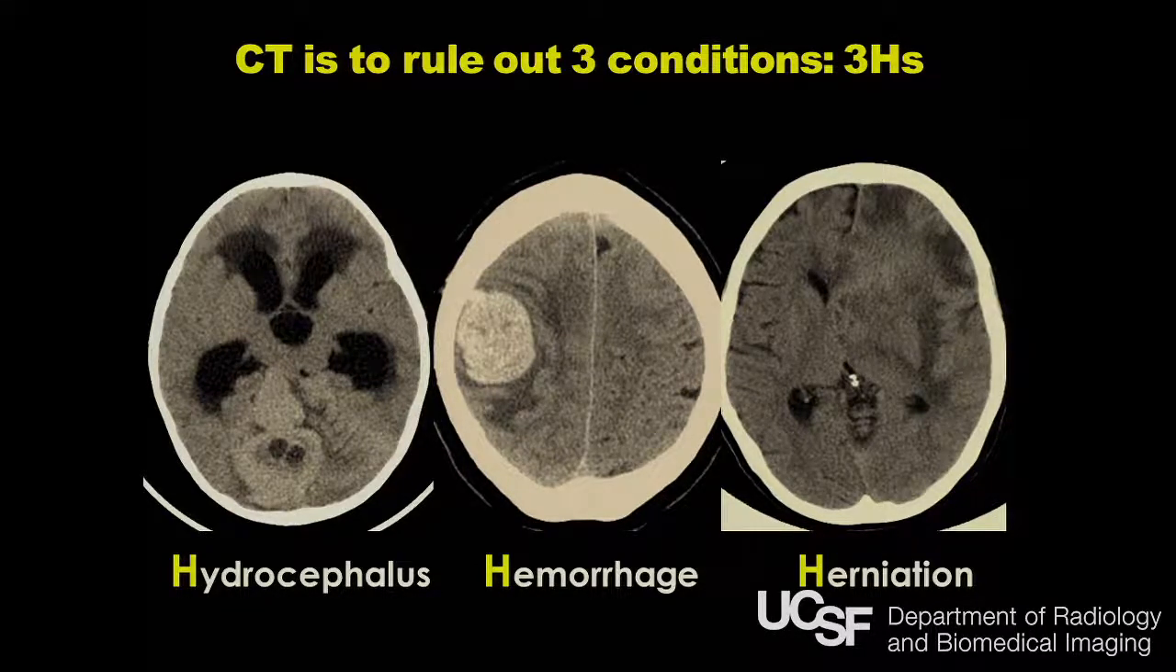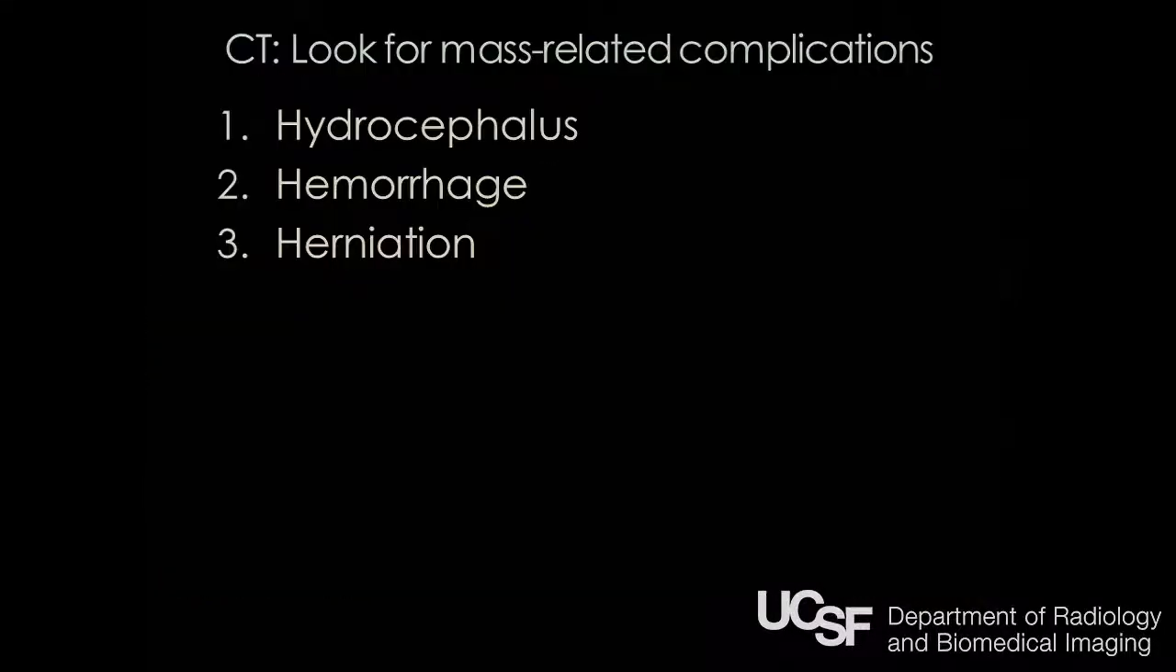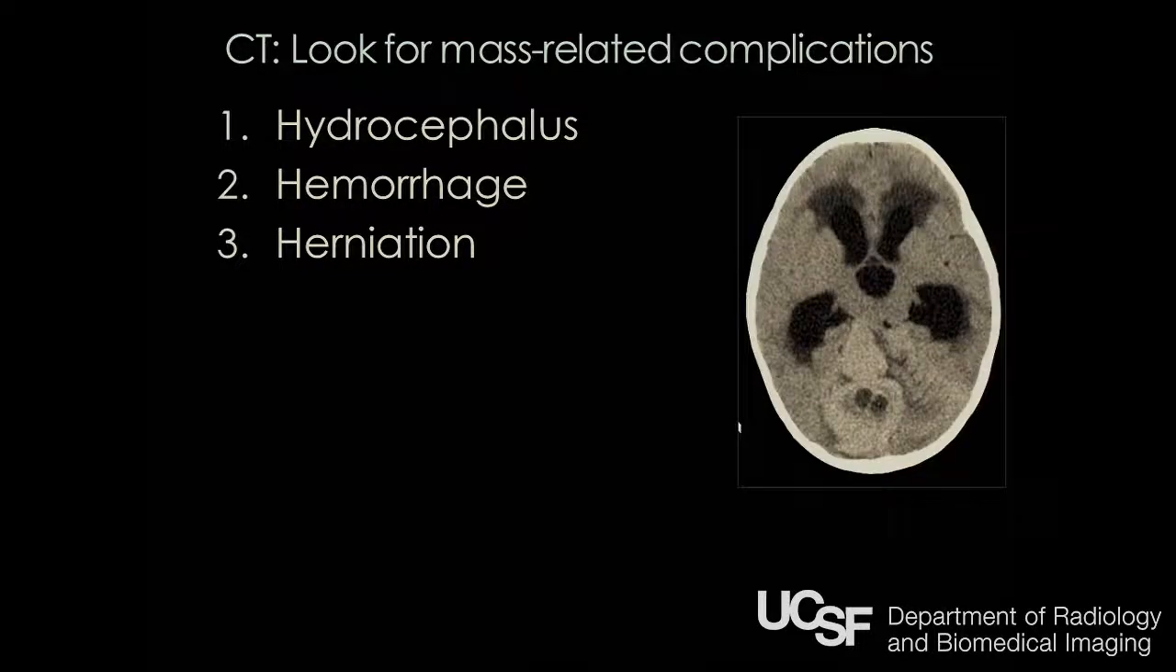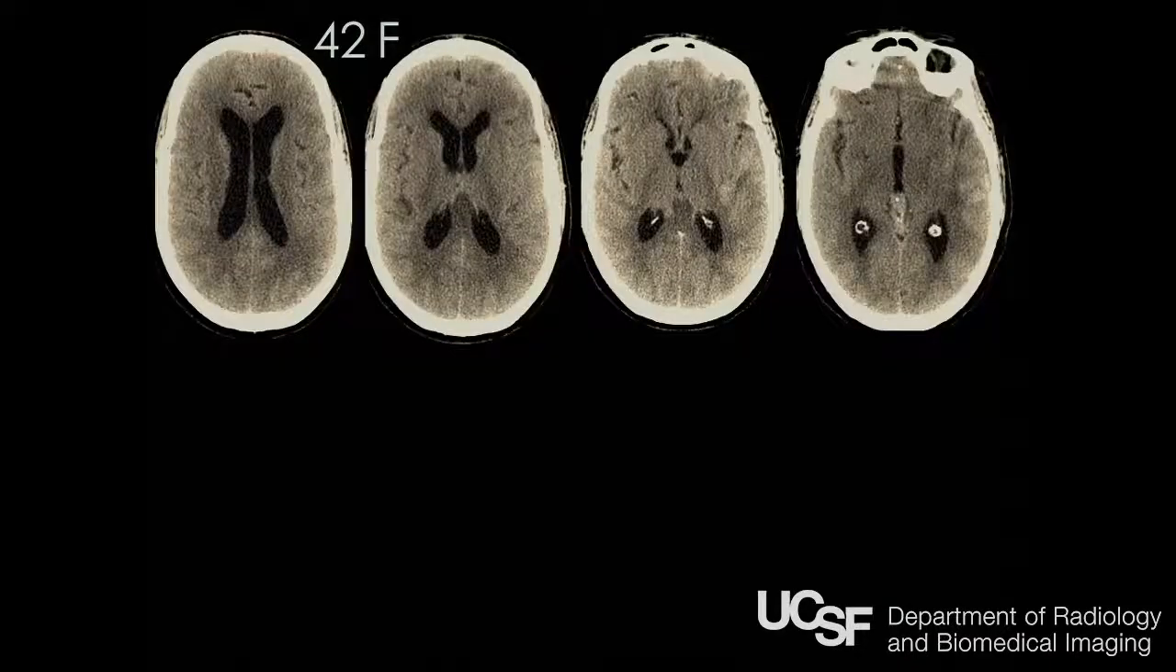CT should not be the mainstay of working up a brain tumor, and that includes contrast-enhanced CT. CT is only good for ruling out the 3 H's: hydrocephalus, hemorrhage, and herniation. But here's a perfect example of why CT is not a good test to look for cancers or tumors, something very bad in the brain.